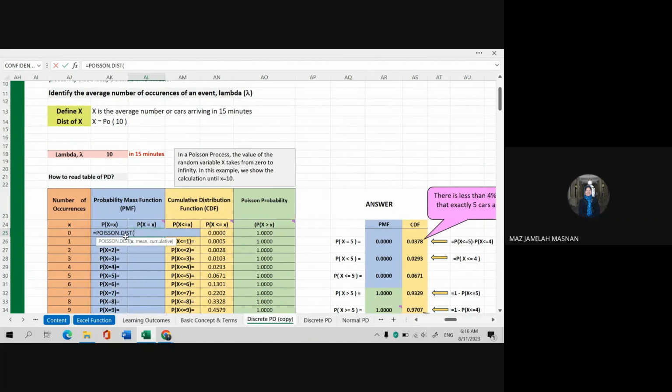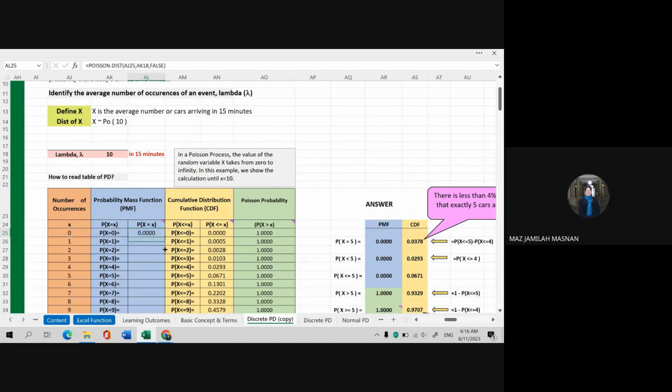So define or find the location of your X, comma, and then find the location of your mean or lambda, comma, and you are looking for mass function, so double click the false, and then you can close the bracket, or you can just enter.